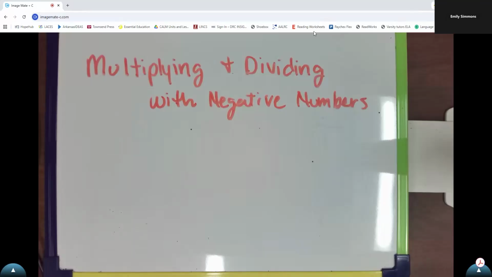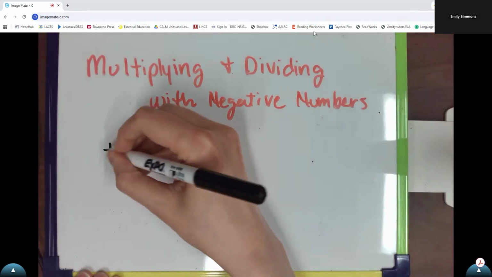Hello, this week we're going to be multiplying and dividing with negative numbers. The rules for multiplying and dividing with negative numbers are the same. So first, we need to look at the signs of both numbers we're multiplying or dividing, and then looking at those, we can decide what sign our answer is going to be. After we've done that, we can multiply or divide like we normally would.